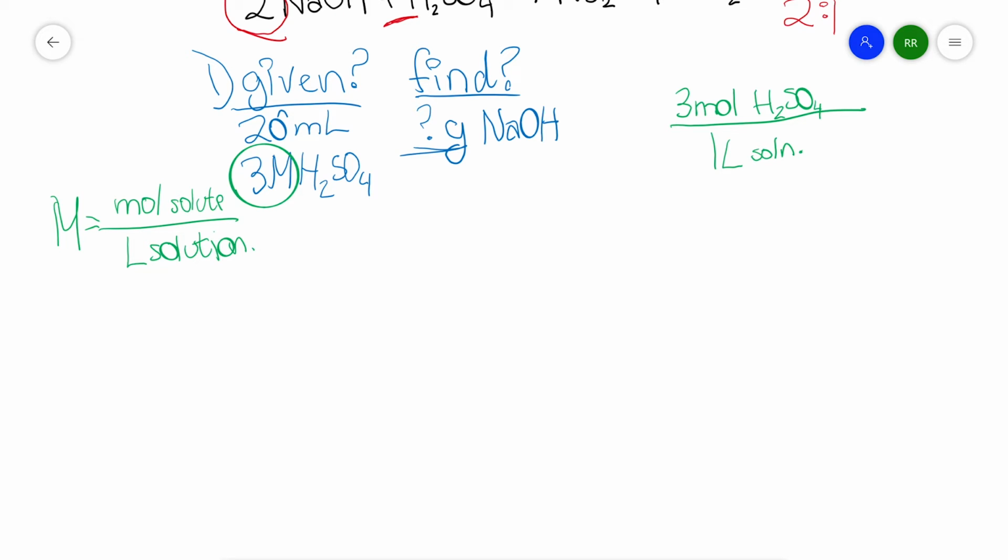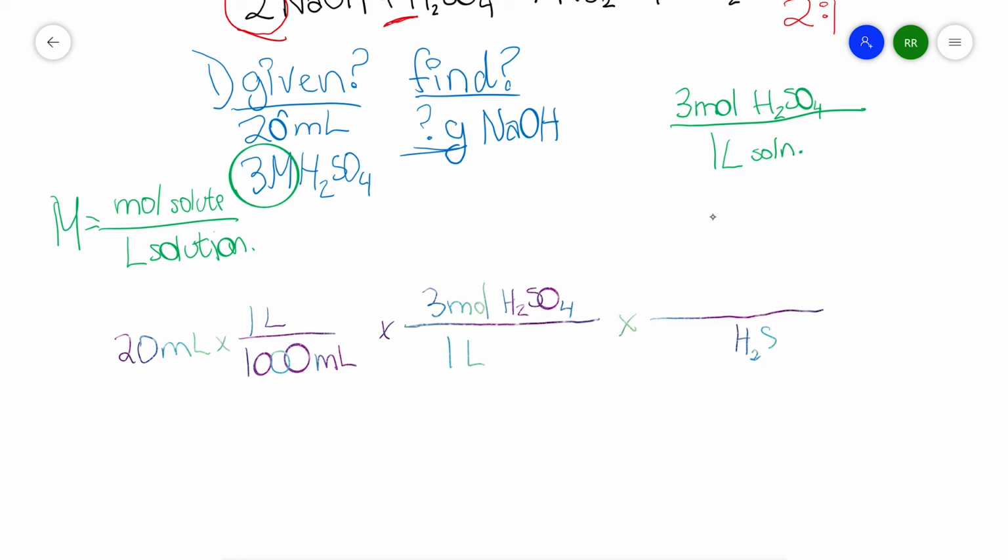There's 20 milliliters, but because molarity is in liters of solution, you want to convert the milliliters to liters. So 20 milliliters times 1 liter over 1,000 milliliters times 3 moles of H2SO4 in 1 liter of solution, based on the mole ratio from above, 2 moles of sodium hydroxide for every 1 mole H2SO4. So now I know how many moles of NaOH this is going to be. Then I have to know the molar mass of sodium hydroxide, which I can calculate from the periodic table, and it's 39.997 grams per mole of sodium hydroxide.